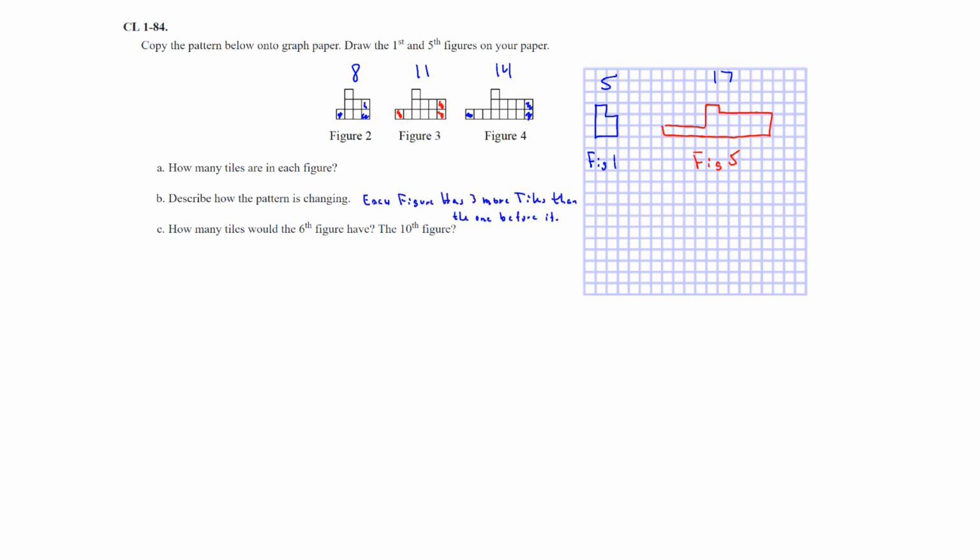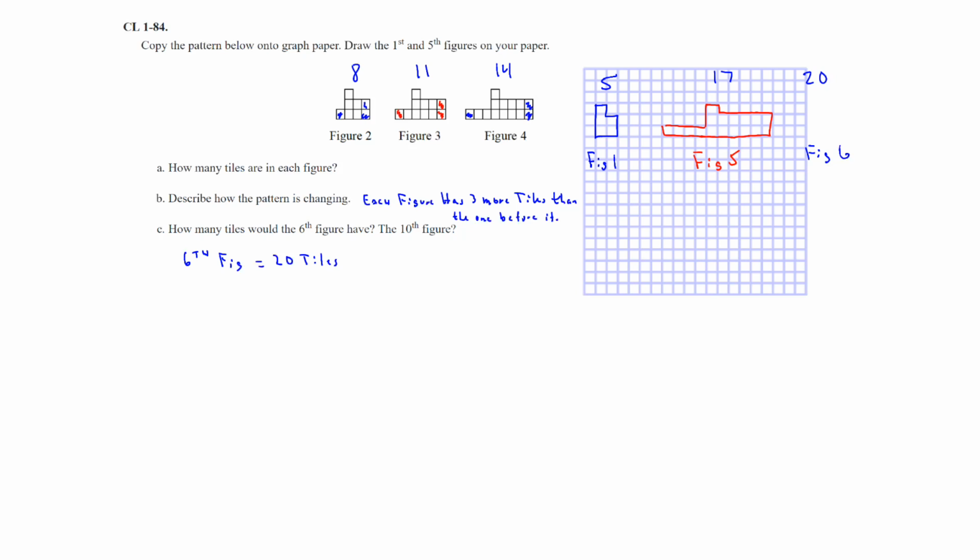And then question C, how many tiles would the 6th figure have? I can just continue the pattern and add another 3. So figure 6, I don't have to draw it, but figure 6 would have 20 tiles. And then it wants us to go to the 10th figure. So the 6th figure would equal 20 tiles.